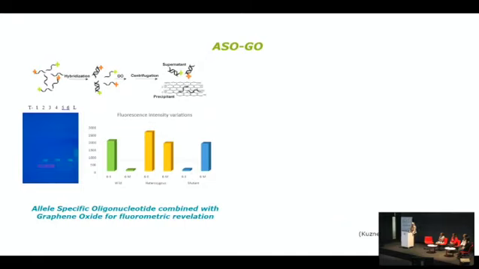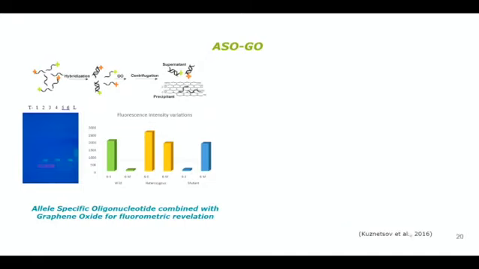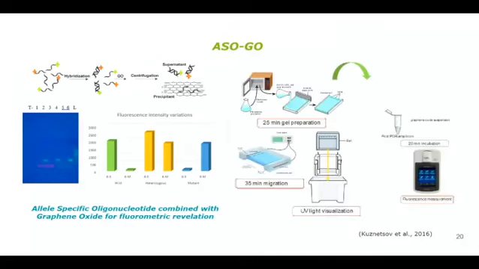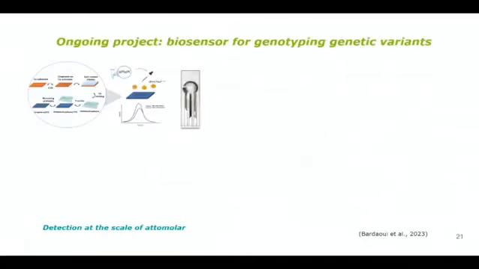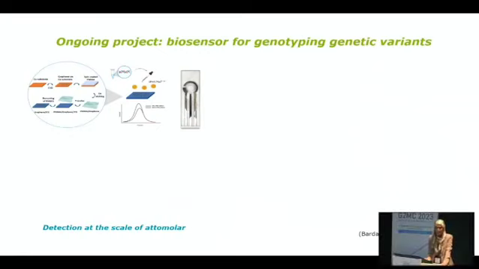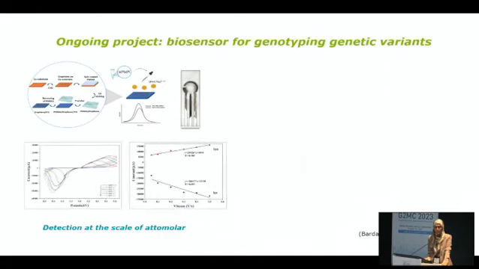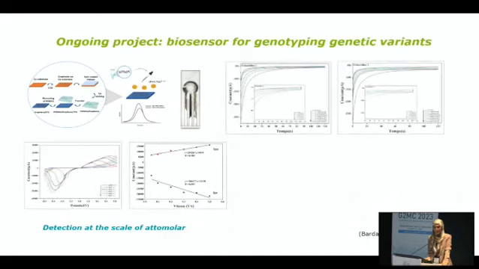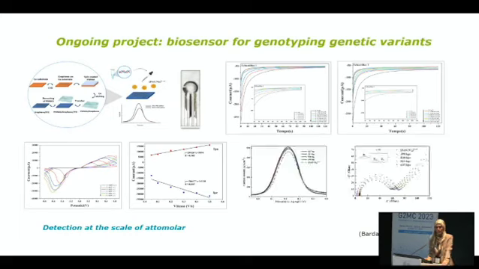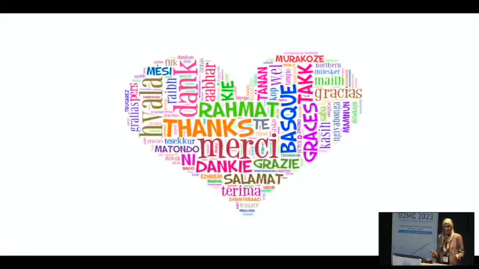We introduced graphene oxide, an advanced material, to increase the sensitivity of ASO. With this technique, we were able not only to reduce the technical complexity, but also the time by 3 and the cost by 5. Last year, we developed a new biosensor. We patented it. It has unique properties. And this year, we are working with this biosensor to target DNA and to develop new molecular biology techniques, especially for genotyping. And it's done. Thank you. My time is done, but the journey is continuing.